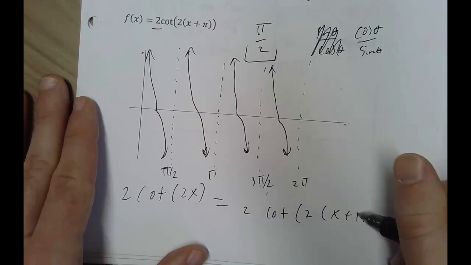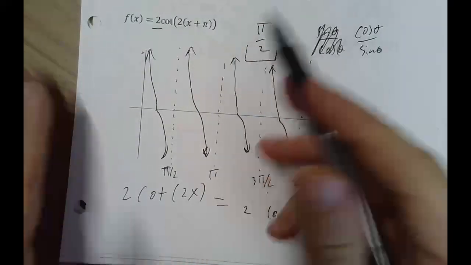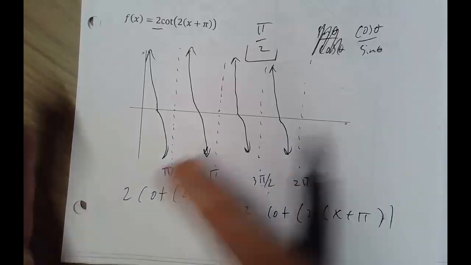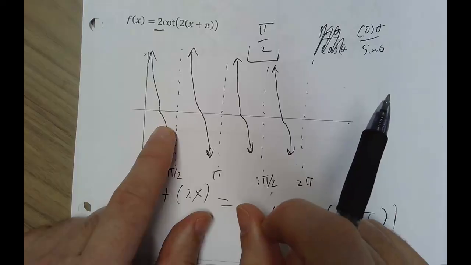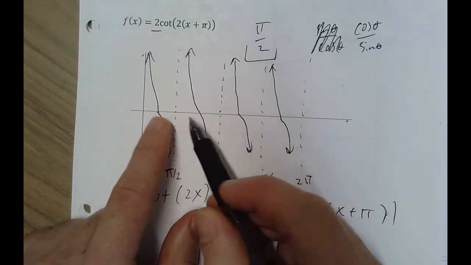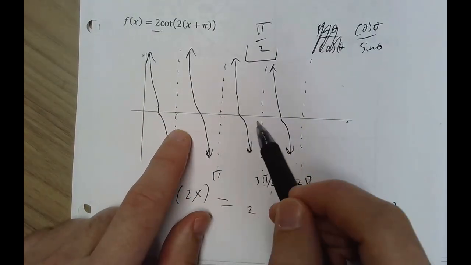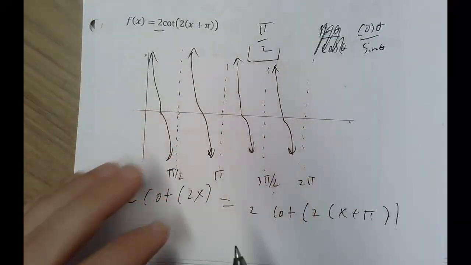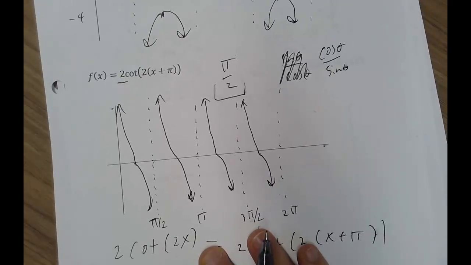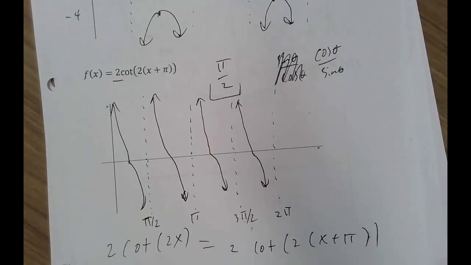this is just the same as saying 2 cotangent 2x plus pi. Now if it said plus pi over 4, that's where it would be a little bit different, where it would shift like here. This point would be here, and this point would be here, and this point would be here, and this point would be here. So that would change things. But because the period is pi over 2, and you're moving it by a value that is divisible by pi over 2, it looks the same.